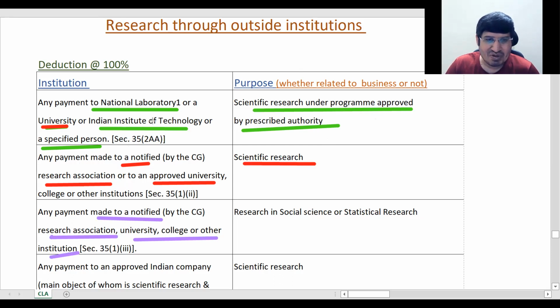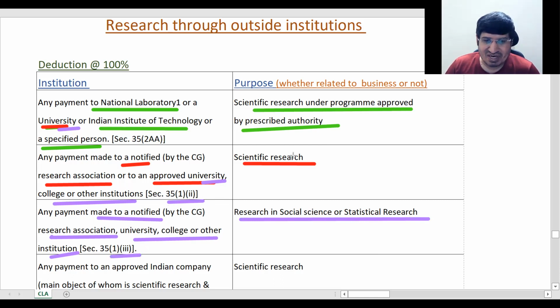ठीक है, यहाँ पे भी you have university. Okay, university, college or other institution. ठीक है, दोनों repeat, but this is for research in social science or statistical research. So in short, आप क्या कर सकते हो ना? See, any payment made to a notified research association, university, college और अदर इंस्टीट्यूशन. ठीक है, बस ये दो अलग अलग सेक्शन में ये है, हमको उससे कोई लेना देना नहीं है सच.